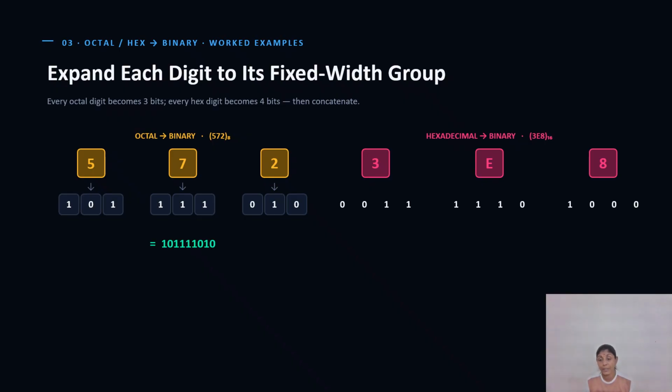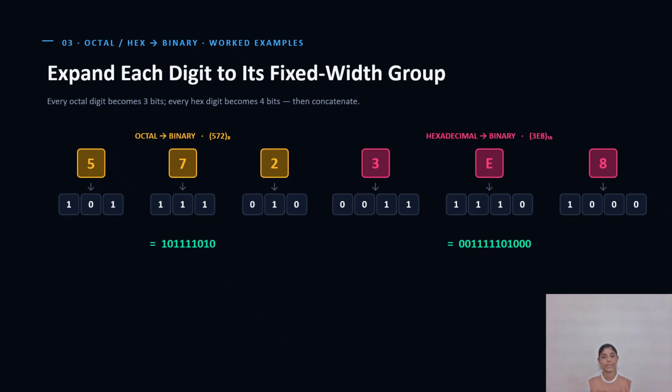What is E? E in the sense it is 14. So 8, 4, 2 should be on and 1 should be off. If it is 8, 8 should be on and other value should be 0. So for 3, it is 0011. For E, it is 1110. And for 8, it is 1000. So how to write that? 0011, 1110, 1000. This is for the hexadecimal to binary conversion.